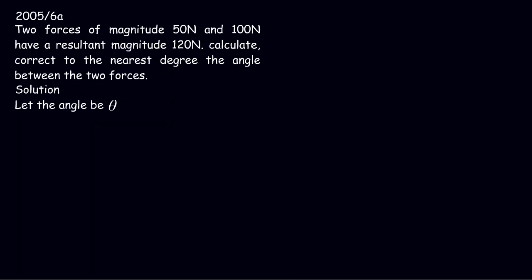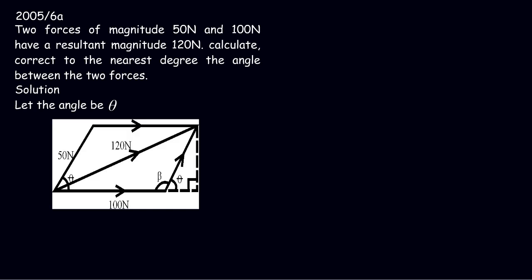Our final question is from WAEC 2005, and it states that two forces of magnitude 50 Newton and 100 Newton have a resultant magnitude of 120 Newton. Calculate correct to the nearest degree the angle between the two forces. Now let the angle between the two forces be theta, and by constructing or sketching our forces we get the diagram as shown on the screen. Now recall that theta plus beta will be equal to 180 degrees, so therefore theta will be 180 minus beta.